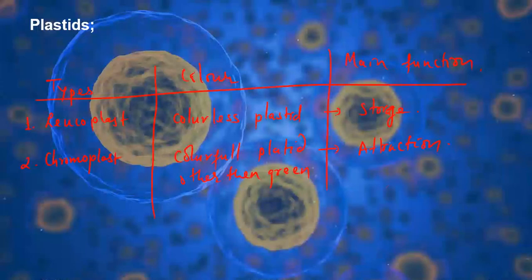Okay. So can you tell me which one is the green plastid from these definitions? Green plastid is chloroplast. Which one is the colorless plastid? Leucoplast. Which one is the colorful plastid? Chromoplast. Which plastid helps in pollination? Can you tell me? Can you please say the answer? Yes, sir.